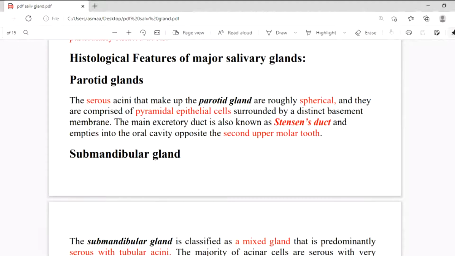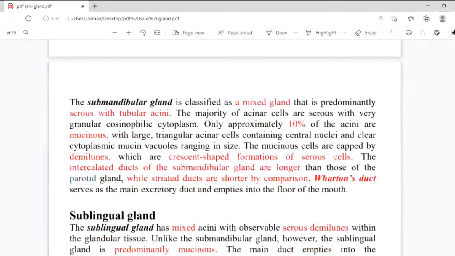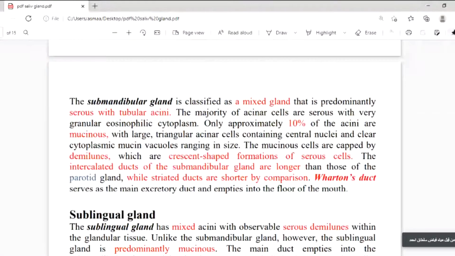The main secretory duct is also known as Stensen's duct. What we call the ductal system of the parotid gland, Stensen's duct, empties into the oral cavity opposite the second upper molar tooth. So the parotid gland has serous acini, while the submandibular gland is a mixed gland, predominantly serous with tubular acini. The majority of acinar cells are serous with very granular eosinophilic cytoplasm. Mixed means the presence of both serous and mucous, but in general predominantly serous, the majority.